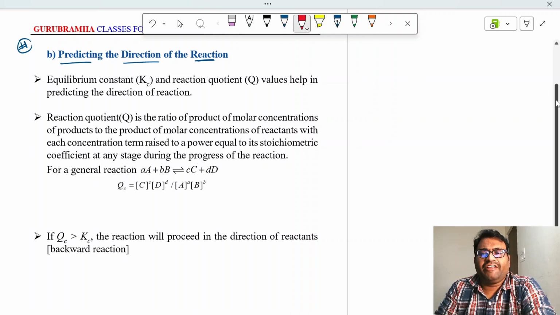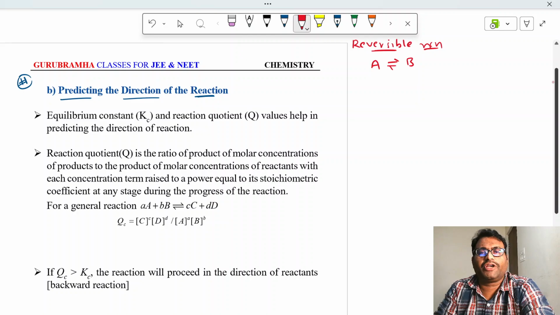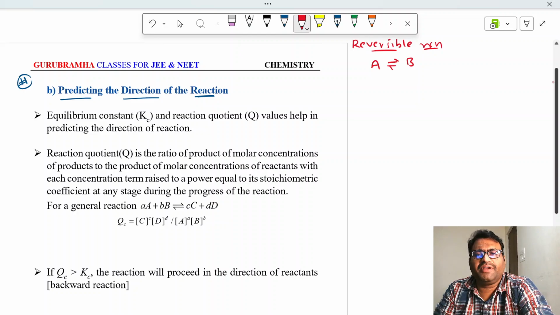Let us take a reversible reaction, where A gives rise to B. Now A is converting into B and B is also converting into A. What is the destination of a reversible reaction? The reaction has started, the reactant is converting into product. After the formation of a certain amount of product, it will be converting back into reactant.